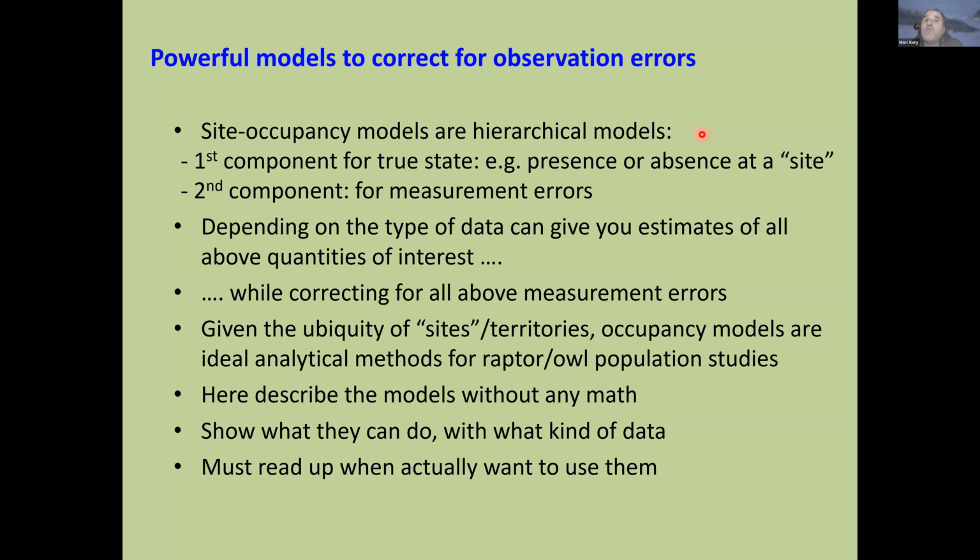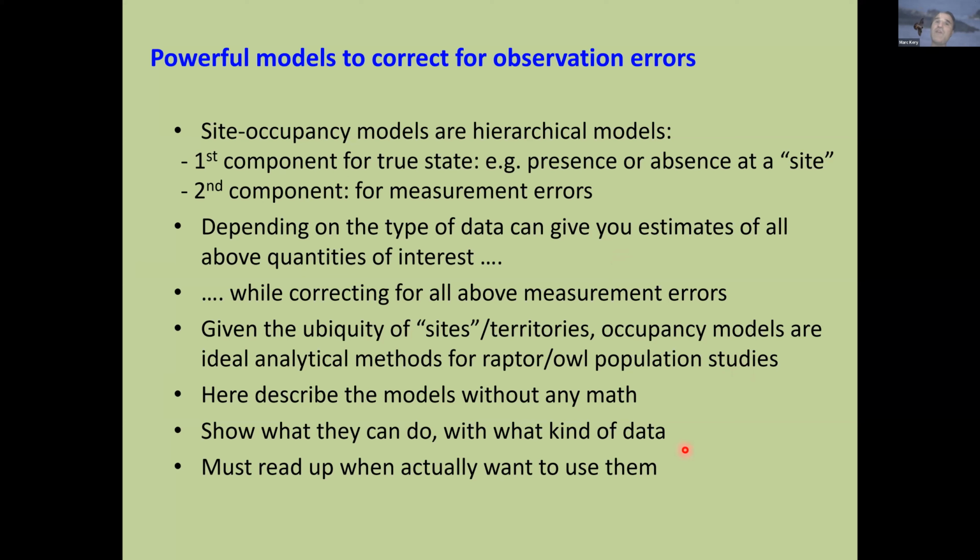They can be called hierarchical models, which are a combination of two components. The first component describes the true state of a site, of a territory, for example, presence or absence at the territory. And the second component accommodates one or more measurement errors. Depending on the type that you have, these models can give you estimates of all the above quantities of interest. At the same time, you can correct for one or multiple sources of measurement errors that we just discussed. And again, to drive home my main message of the talk: given the ubiquity of sites and territories in raptor population studies, occupancy models are the canonical analytical framework for such studies about population occupancy.